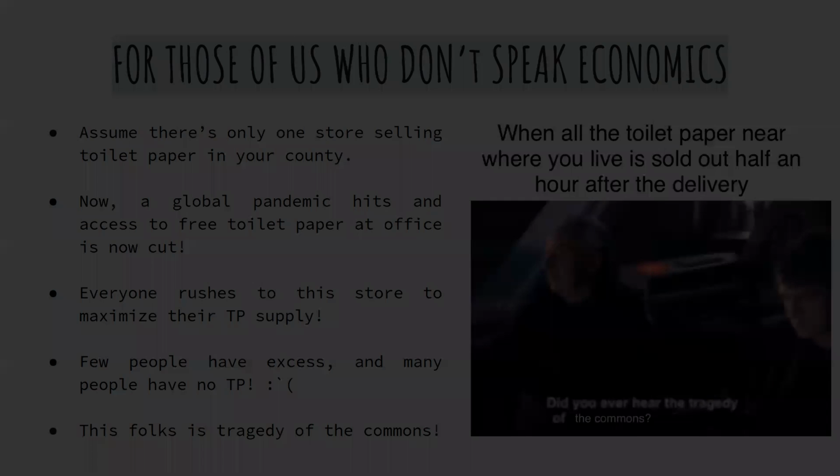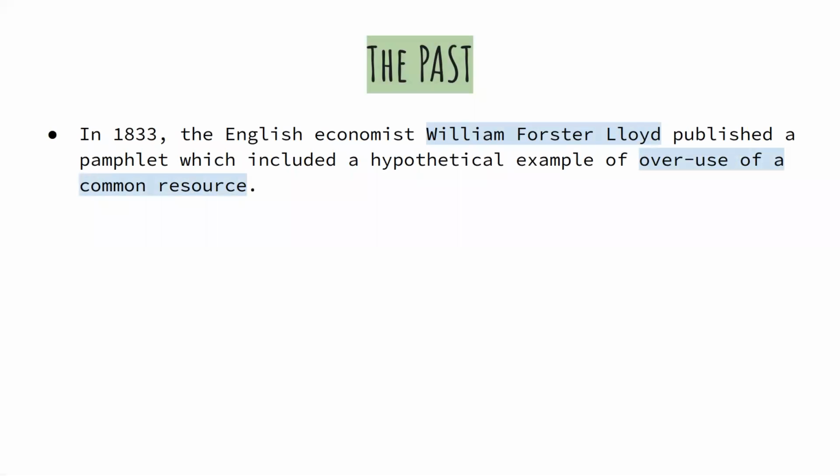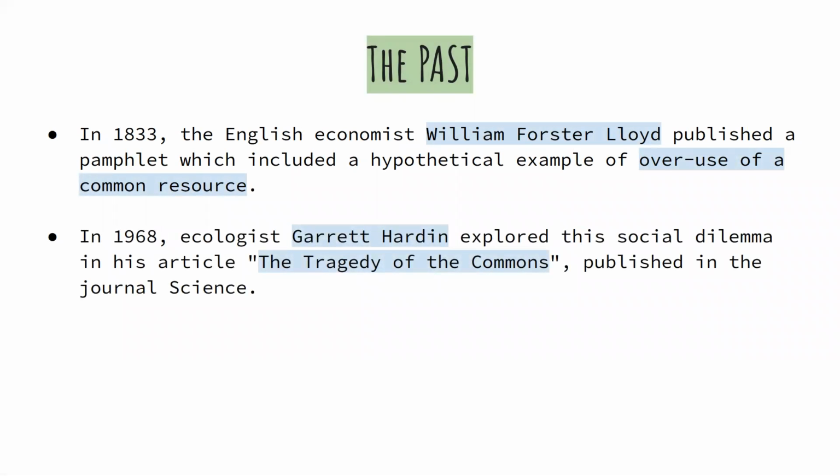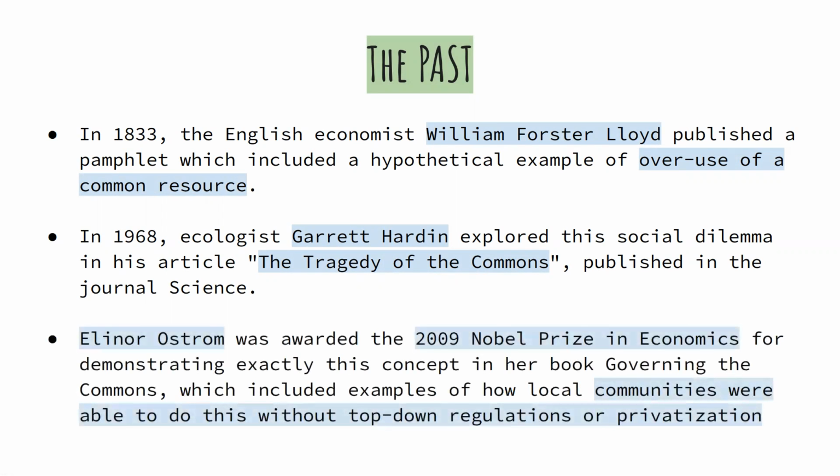Now let's see a bit of history behind this. This was first proposed in 1833 by an English economist William Foster Lloyd, and he published a pamphlet about overuse of a common resource. This premise was then taken forward by Garrett Hardin in 1968 in a journal article titled The Tragedy of the Commons, which later got published in Science. Now, Eleanor Ostrom in 2009 got the Nobel Prize in Economics for demonstrating this concept in her book, Governing the Commons, where it had a lot of examples of how local communities were able to do this without any top-down regulation or privatization, and these communities just acted by themselves while doing it.